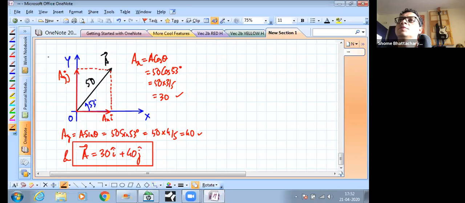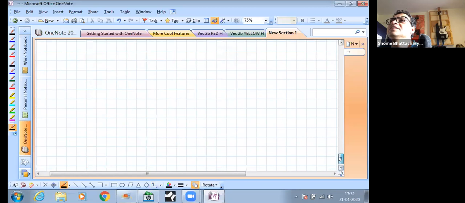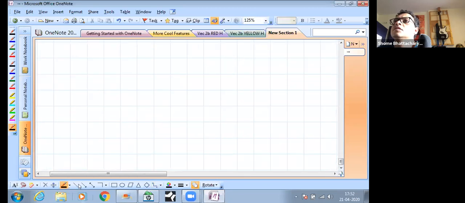Okay, so this was the first part. Now let's move on to the second part. Now the second part is extremely easy because that vector is actually perpendicular to the axis. So it was very simple.